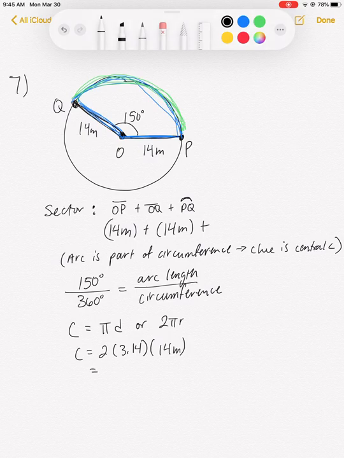When I calculate this in my calculator, I do 2 times 3.14 times 14, and I get 87.92 meters. I'm using 2 decimal places because pi is written with 2 decimal places. So we can substitute that into our proportion: 150 degrees divided by 360 degrees is equal to arc length divided by 87.92 meters.